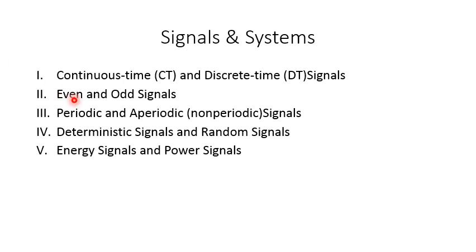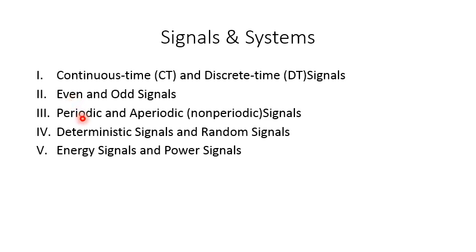We defined it as: a signal is said to be even if the time reversal and the original signal are the same. And we can do it mathematically. We can find the even and odd parts of a signal, or we can also do it graphically, which we have already discussed in detail.